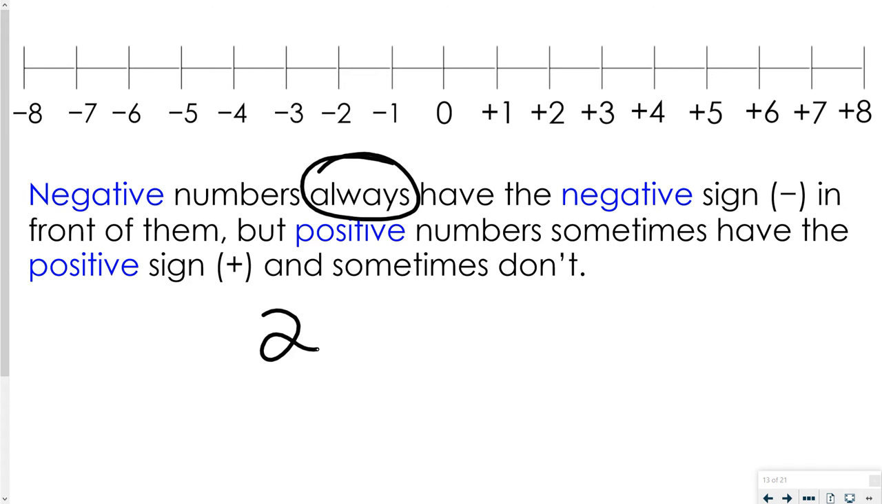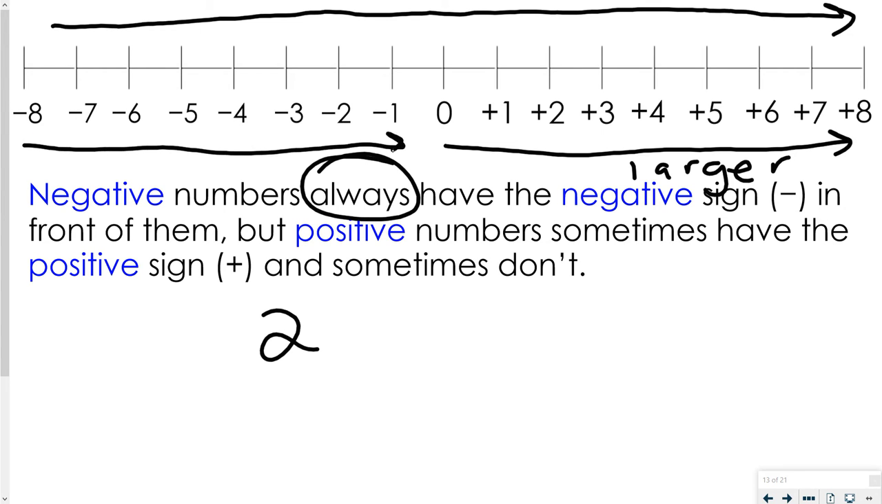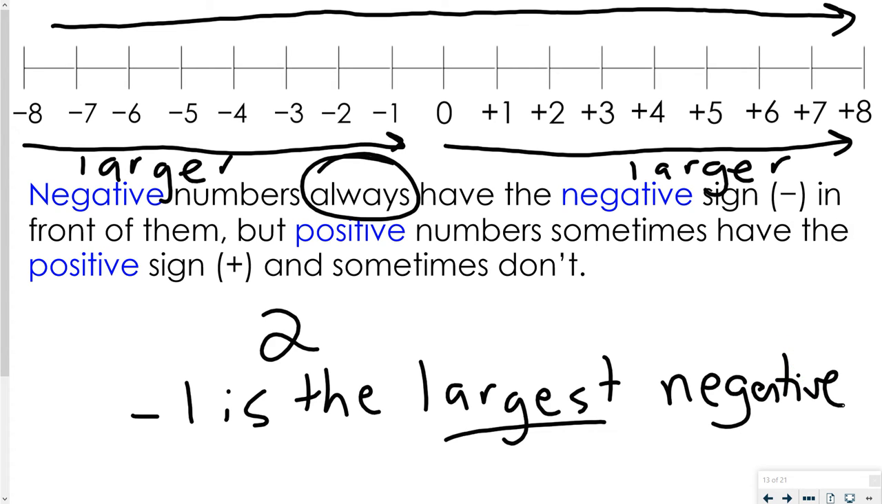I also want you to take a look at this number line for a minute, and I want you to look at the numbers going this way. In particular, look at 0 going this way. What do you notice about those numbers? They are all getting larger, right? So what do you think about these numbers here? So will they still keep getting larger as I go left to right? Well, if the pattern holds for positives, it has to hold for negatives as well. So -1 is the largest negative you can have.